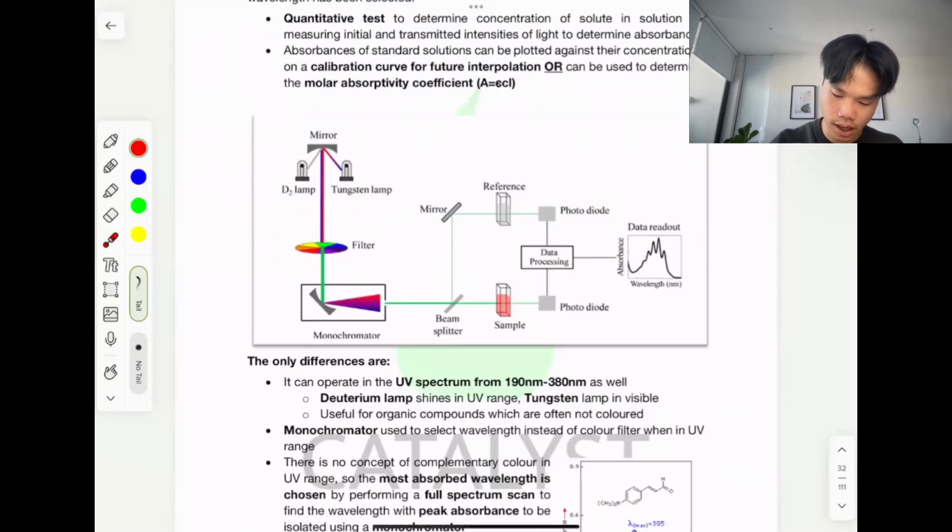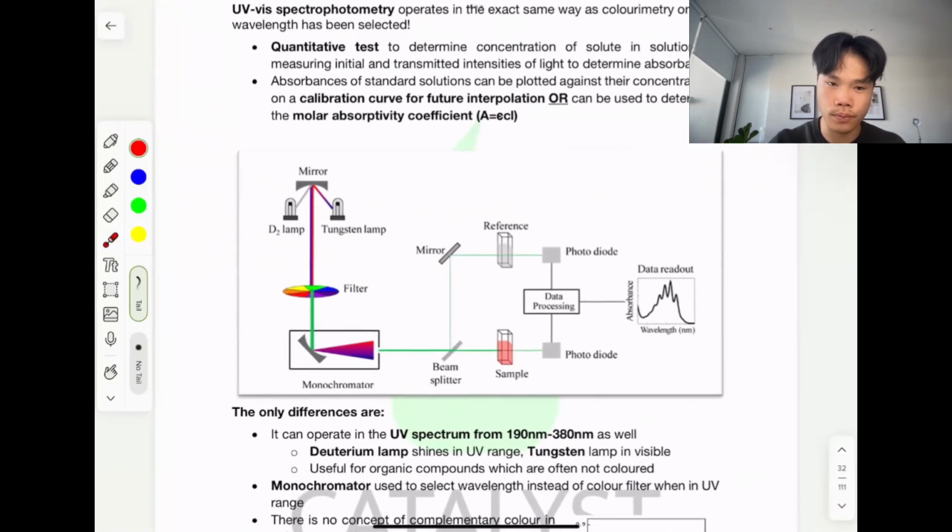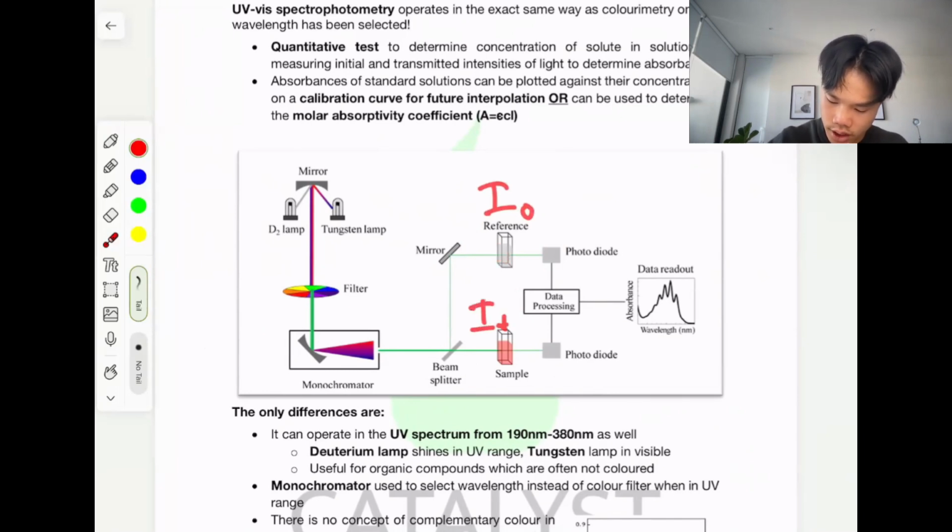The only other difference, you can do this in colorimetry too, is if you compare against a reference sample, the reference sample will allow you to control for any absorbance that occurs because of the cuvette or because of just water alone. And if you compare this as your I naught and this as your IT, it gives you a slightly more accurate measure of absorbance because now it's only really accounting for the sample. So the I naught would be here, the IT would be here.